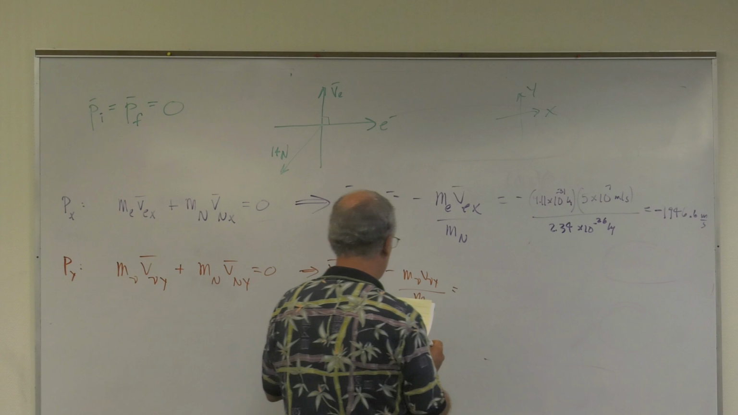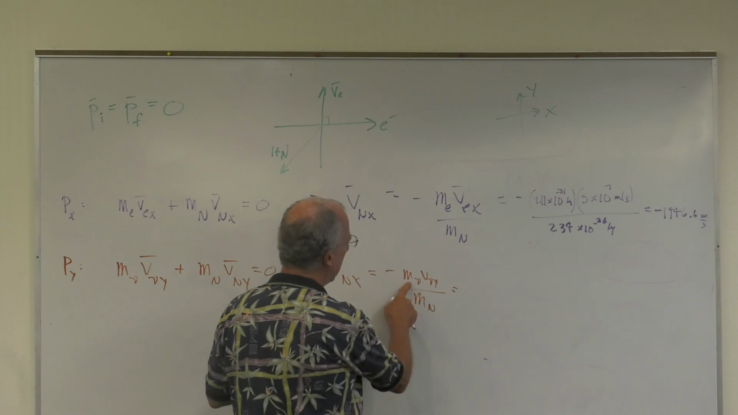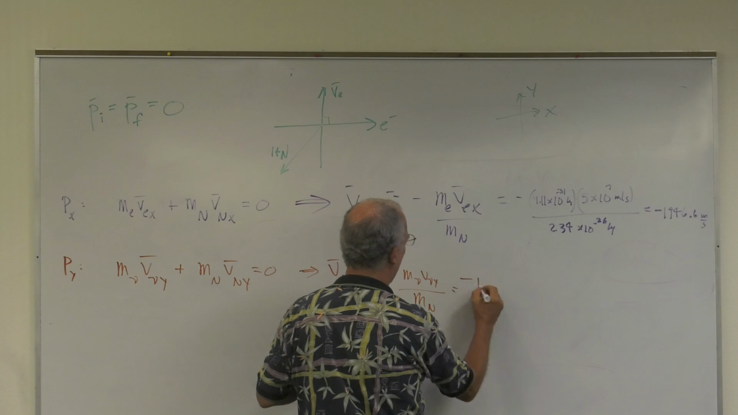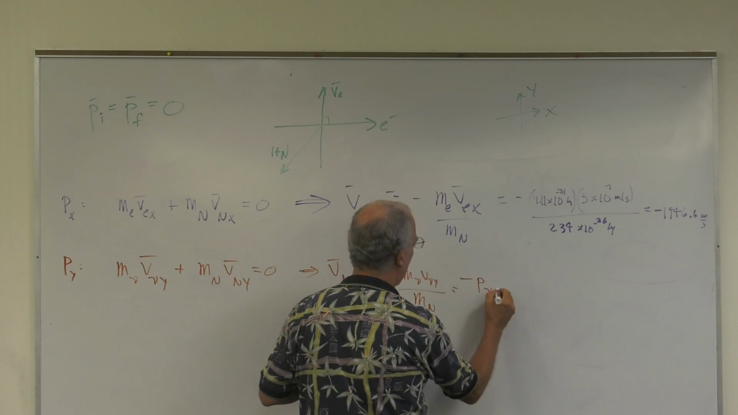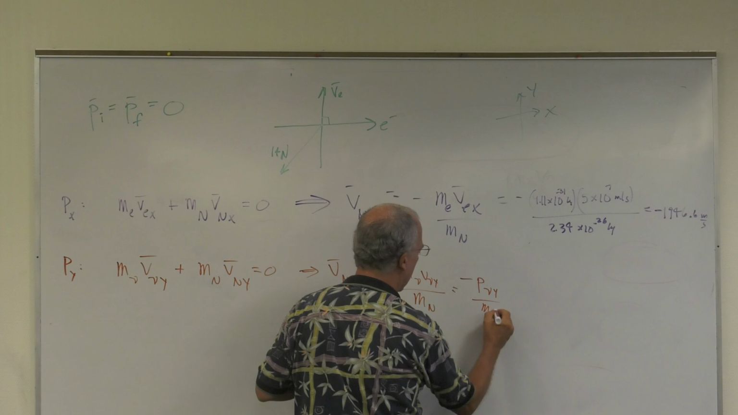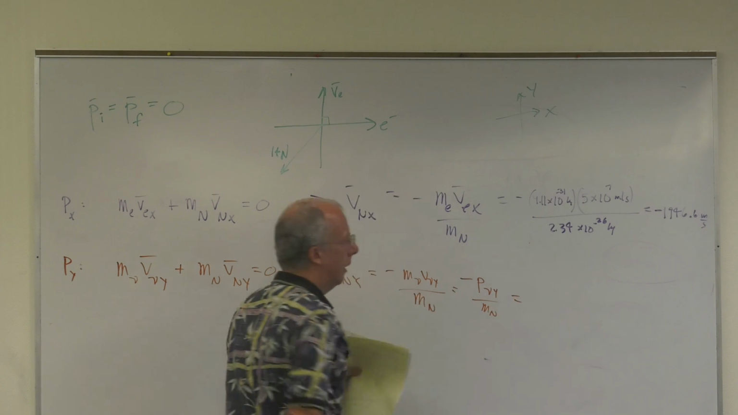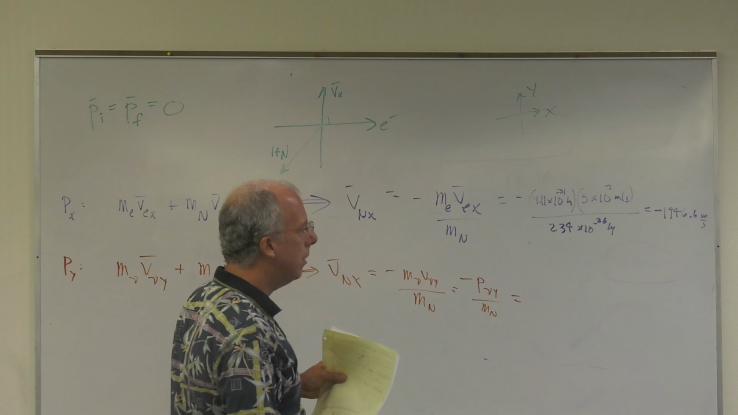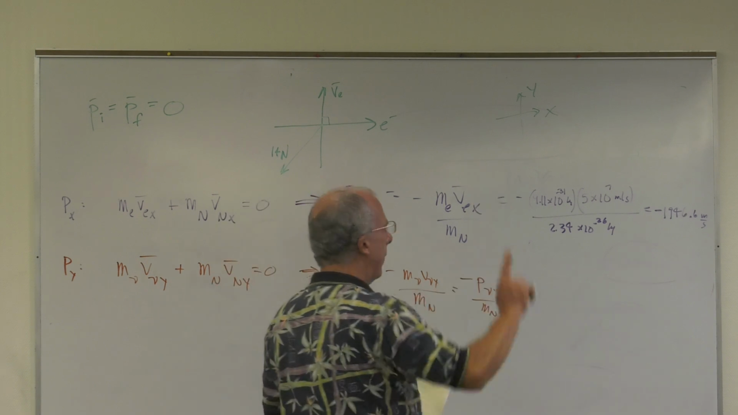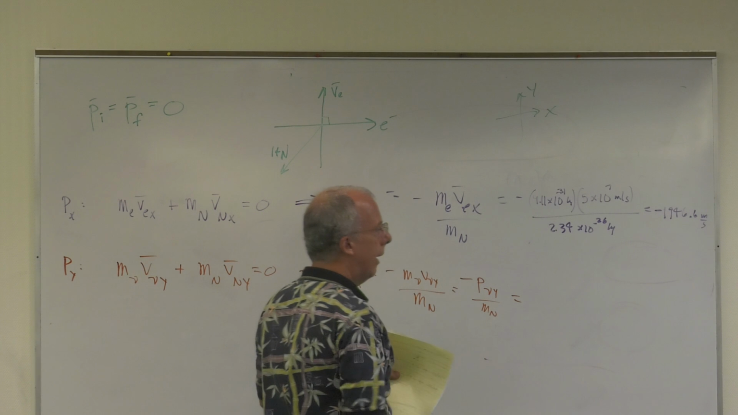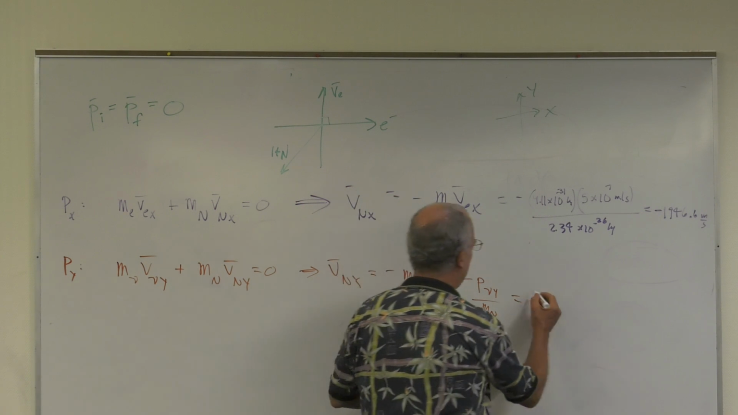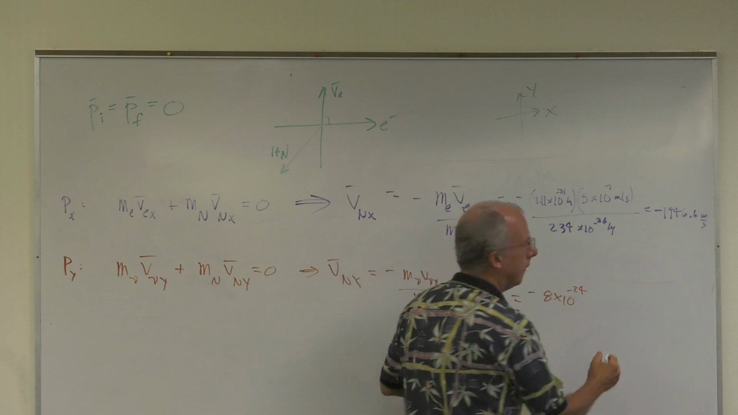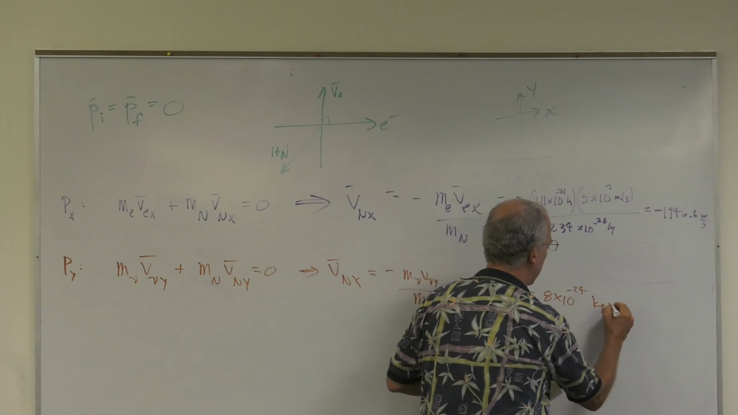And we can do that. Now this is the mass of the neutrino times velocity neutrino. That's just the momentum, right? That's just minus momentum of the neutrino in the y direction over the mass of the nitrogen. And they give it to us. Isn't that nice? We don't have to multiply. So the momentum of the antineutrino in the y direction is minus 8 times 10 to the minus 24 kilograms times meters per second.